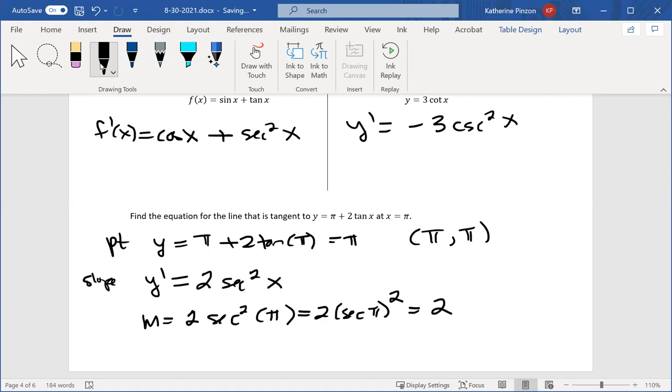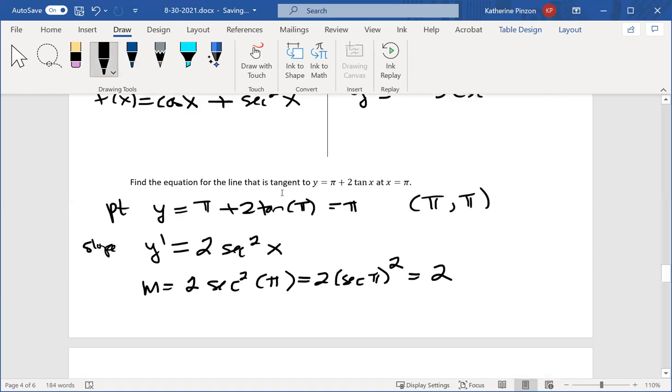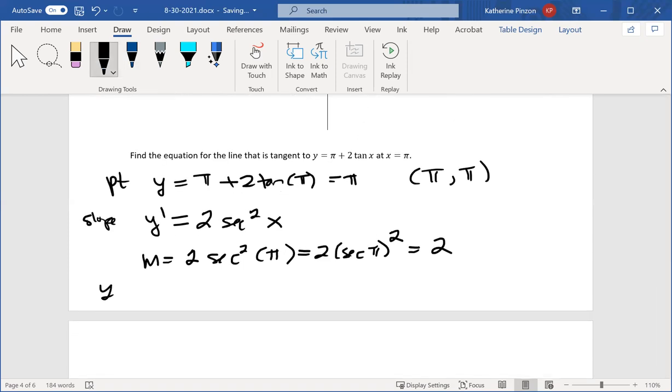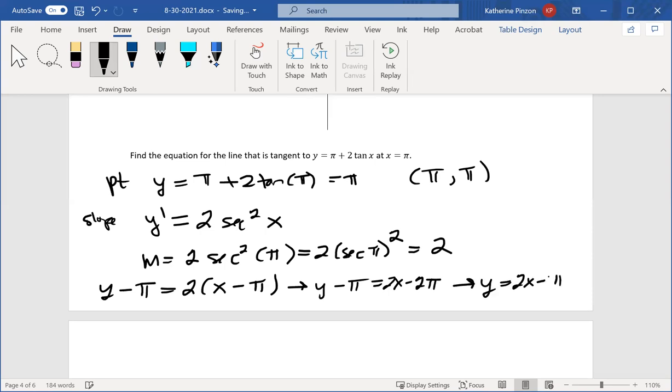Okay, so my point is pi pi. My slope is 2. To find the equation of a line, I'm going to do y minus y1 is m times x minus pi. I can simplify this if we want to. Y minus pi is 2x minus 2 pi. Add pi to both sides. Y is 2x minus pi. Or you can leave it just like this. Y minus pi is 2 times x minus pi. It just depends on whether Infinite Campus says y equals or whether it wants you to write the equation.